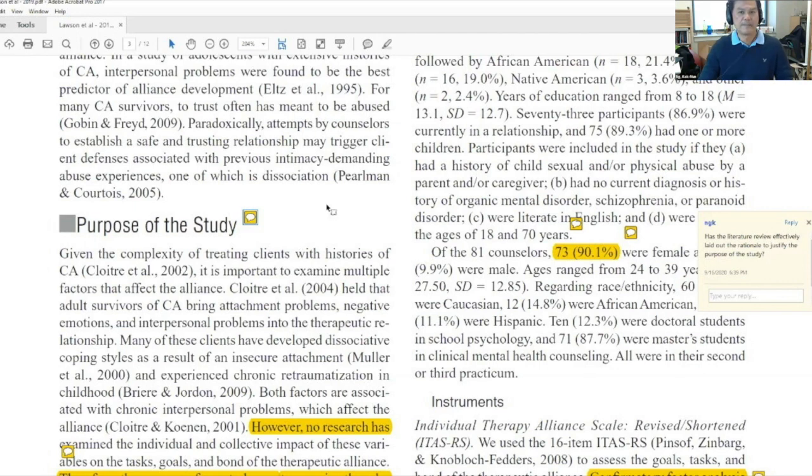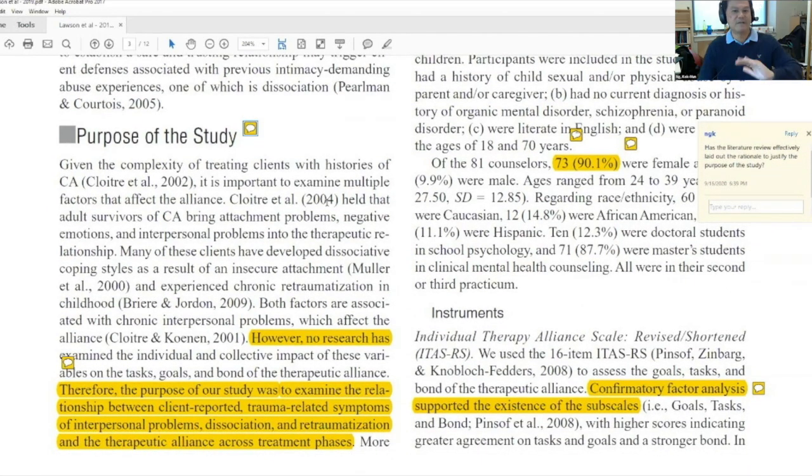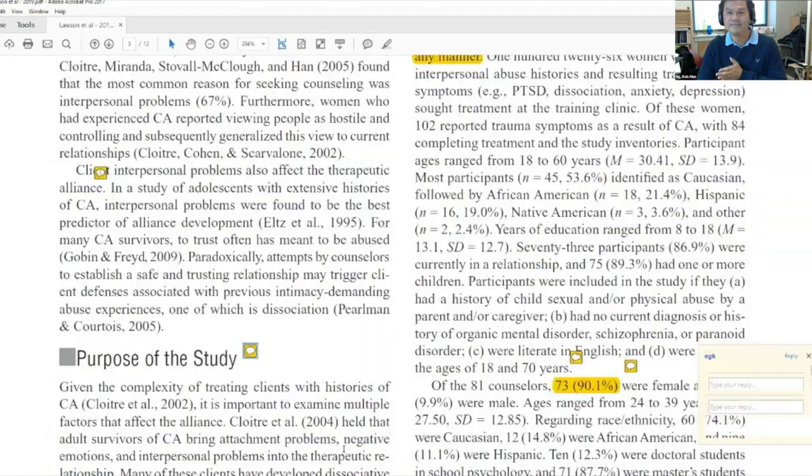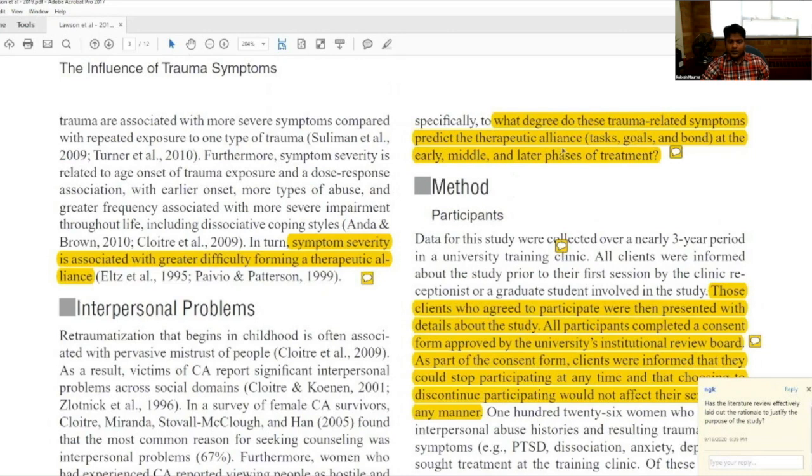Okay. So usually in the purpose statement, this is where they rehash a little bit about the gap, like no research has examined blah, blah, blah. So therefore, the purpose of the study, blah, blah, blah. Right? Then you have the purpose statement and then you generate your research question. Right here.